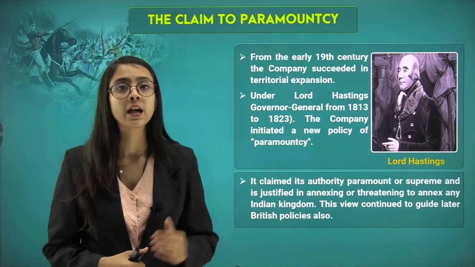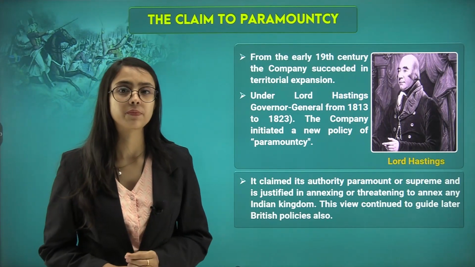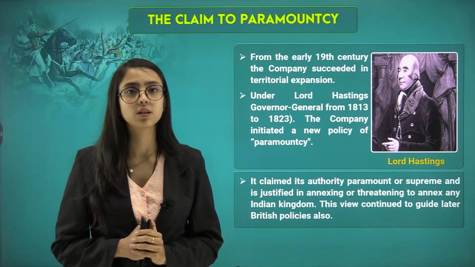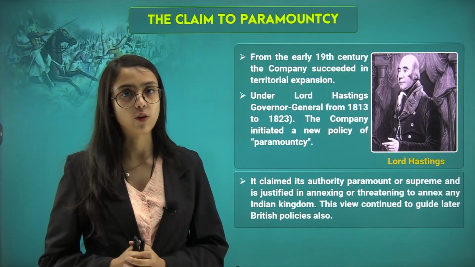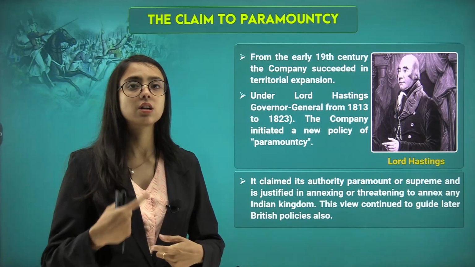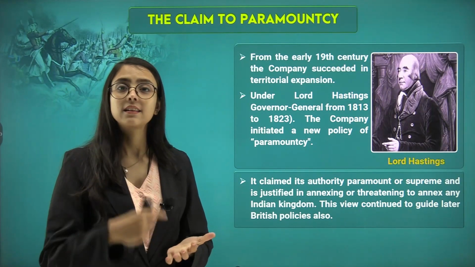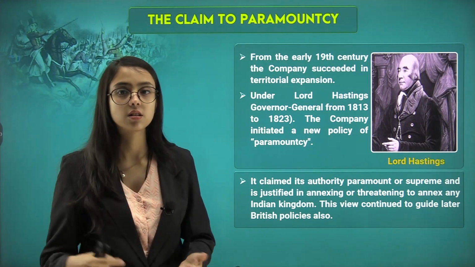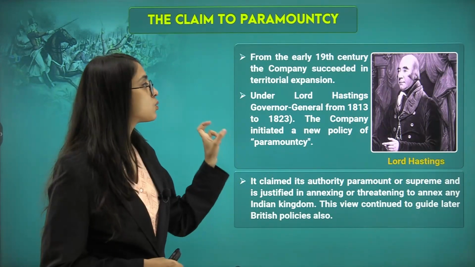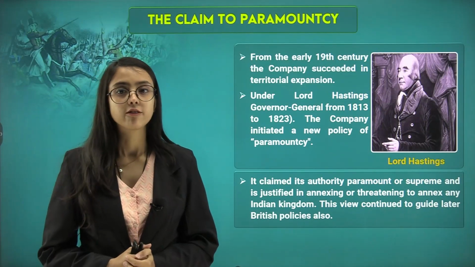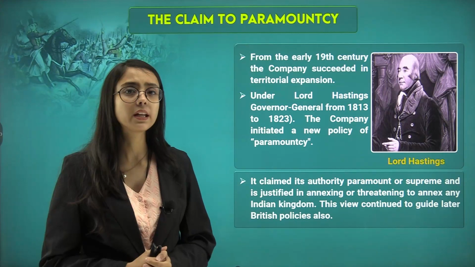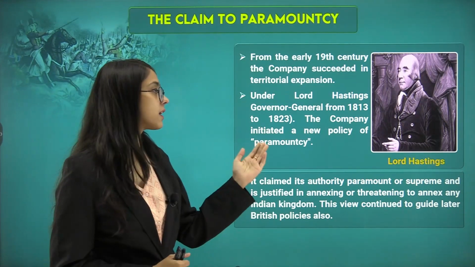Now, the claim to paramountcy. From the early 19th century, the company succeeded in territorial expansion. Several battles were fought, and gradually the company started to win. There was a streak of winning each and every battle, and that is how they expanded their territories. Under Lord Hastings, who was appointed Governor General from 1813 to 1823, the company initiated a new policy of paramountcy.